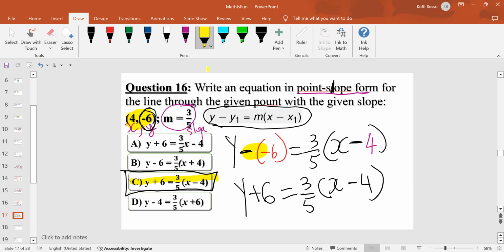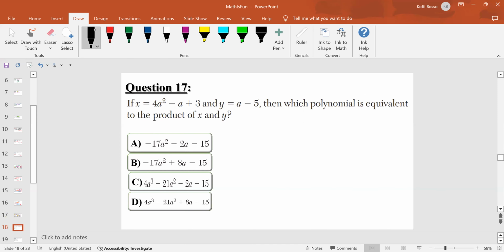Now we continue. Question 17. For question 17, they say x is 4a squared minus a plus 3, and y is a minus 5. And now they ask which polynomial is equivalent to the product. That's a keyword. Product means you have to do multiplication. So you have to do multiplication between x and y. But x is 4a squared minus a plus 3. I put this in a bracket, and I multiply by the y value, also in a bracket to avoid mistakes, a minus 5.